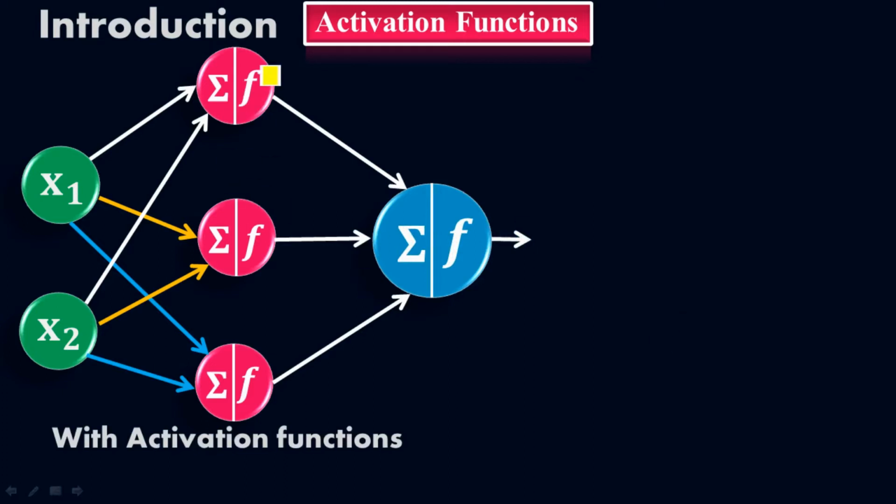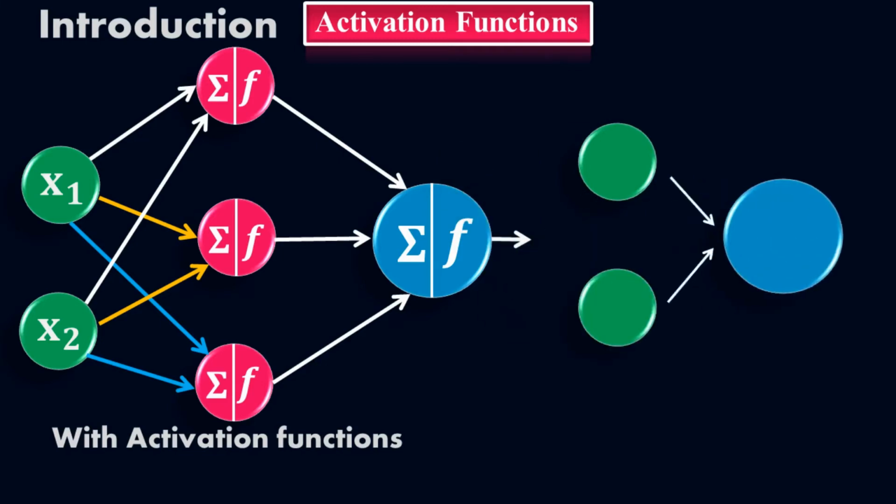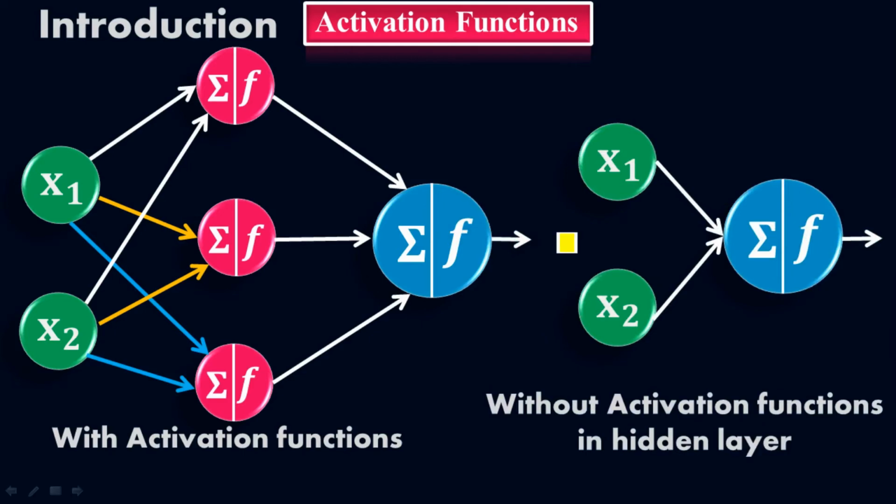Now what if we skip this activation function in the hidden layer? These red neurons are in the hidden layer. If we skip these activation functions, then we don't need this hidden layer. It will be a simple linear model. So a model without the activation function is just a simple linear model. I hope you got the point. We have already covered it in theory that a model without the activation function is just a linear model.